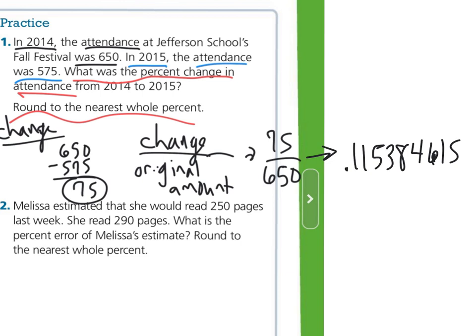We need to get this in a percent form, and then we're going to round to the nearest whole percent. So to change this to a percent, we'll move the decimal 2 places to the right. So it's 11.5 something percent. We're going to go to the nearest whole percent. So 11.5, it's between 11 and 12. It is closer to 12. So we're going to say this is about 12% change.